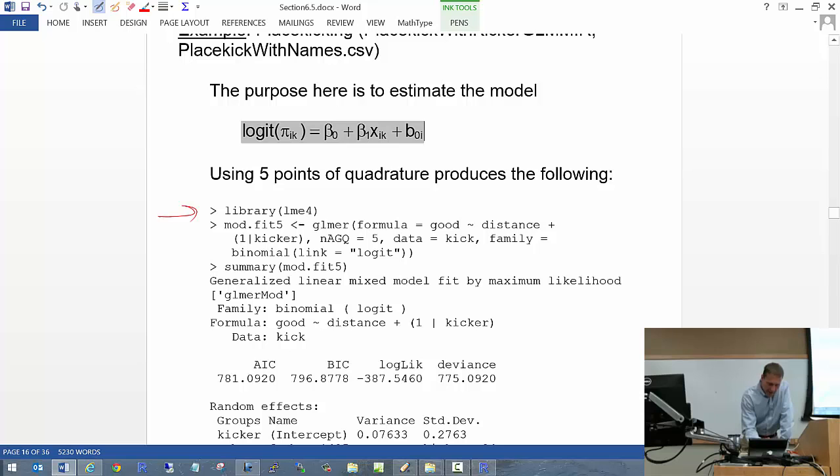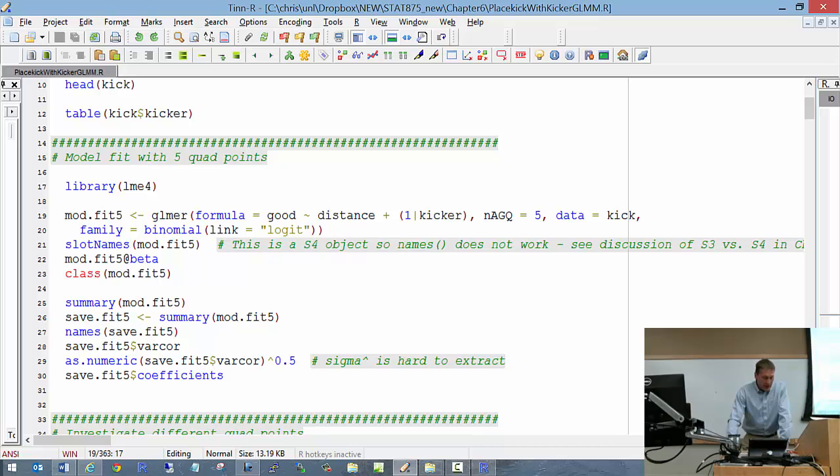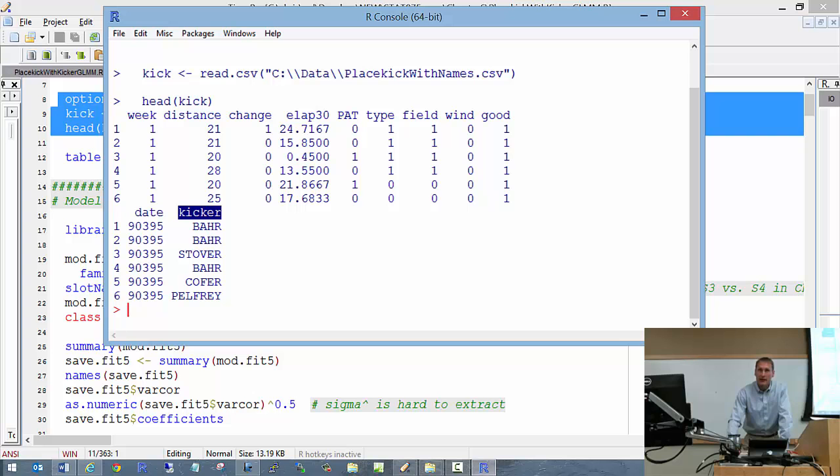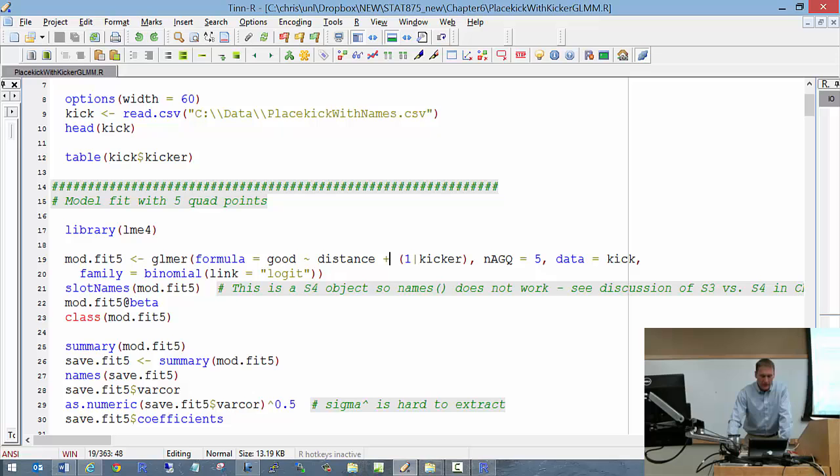And then I set up that I want to put the results into mod.fit5. I use the glmer function, formula equal good tilde distance. And if we again take a look at the data set, notice I have kicker in there. Kicker is going to correspond to how I specify the random effects. So I say plus, in parentheses, since I just went for the intercept, 1 vertical line kicker. Then I have an argument called nAGQ. That stands for number of points of adaptive Gaussian quadrature. I want 5. My data is in a data frame called kick. And just like what we had with the glm function, I say family equal binomial, link equal logit.